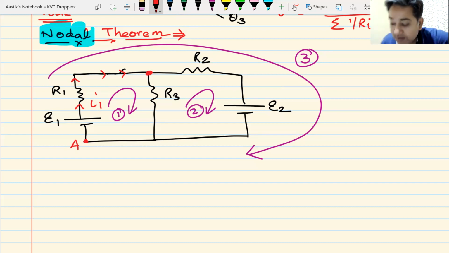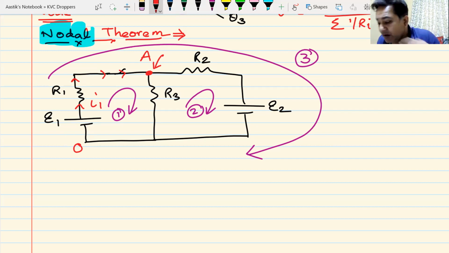Now it reaches this point. Let me just not confuse you. Let me call this point as O so that you don't get confused. It reaches this point, which I call A. Now, what can I call this point A? I can call this point A as node. This point A becomes a node, but let us not get into that. It reaches this point A, then what will happen? We can apply Kirchhoff's junction law here.